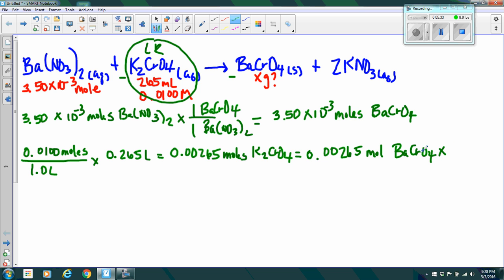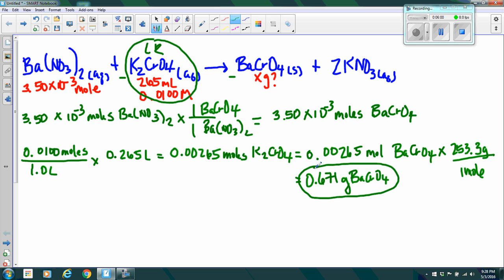So when I add up 1 barium, 1 chromium, 4 oxygen, I got a molar mass of 253.3 grams in 1 mole. Okay, so if I do the math of that, I am getting 0.671 grams of barium chromate, to get 3 significant figures. So hopefully I think this part is probably the easier part, that it's really review from what we've done in the past. We're just finding a limiting reactant and what's the amount of precipitate that we can use.